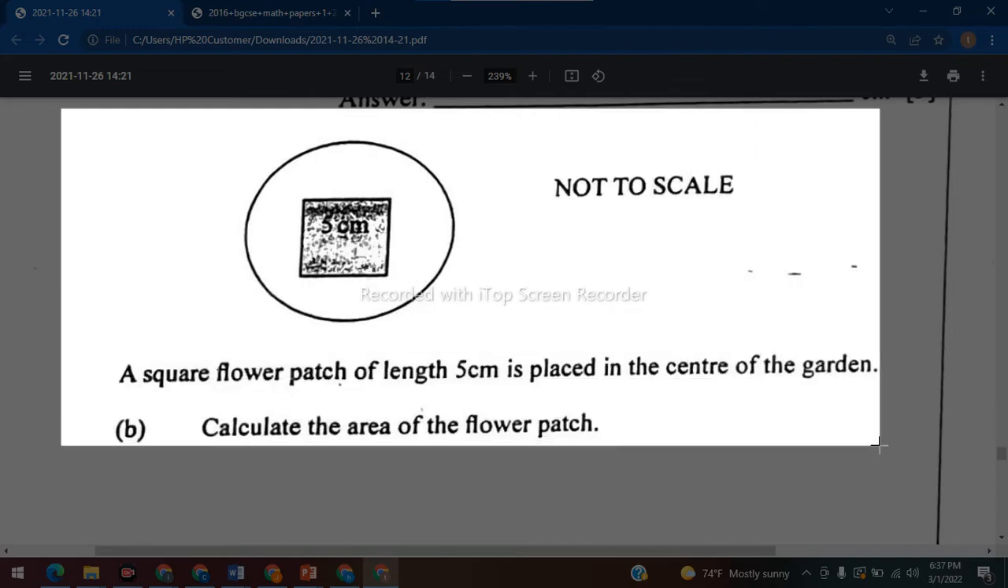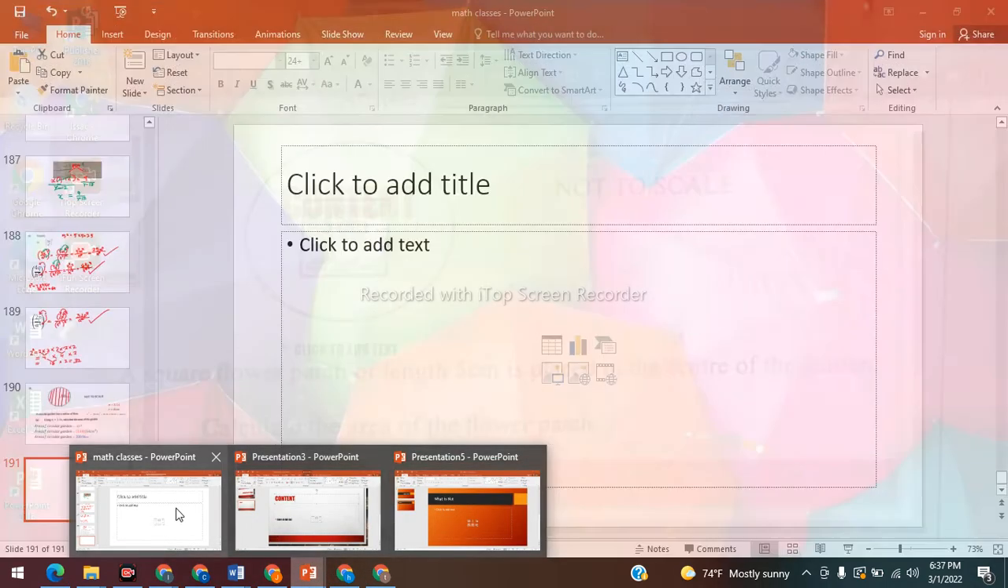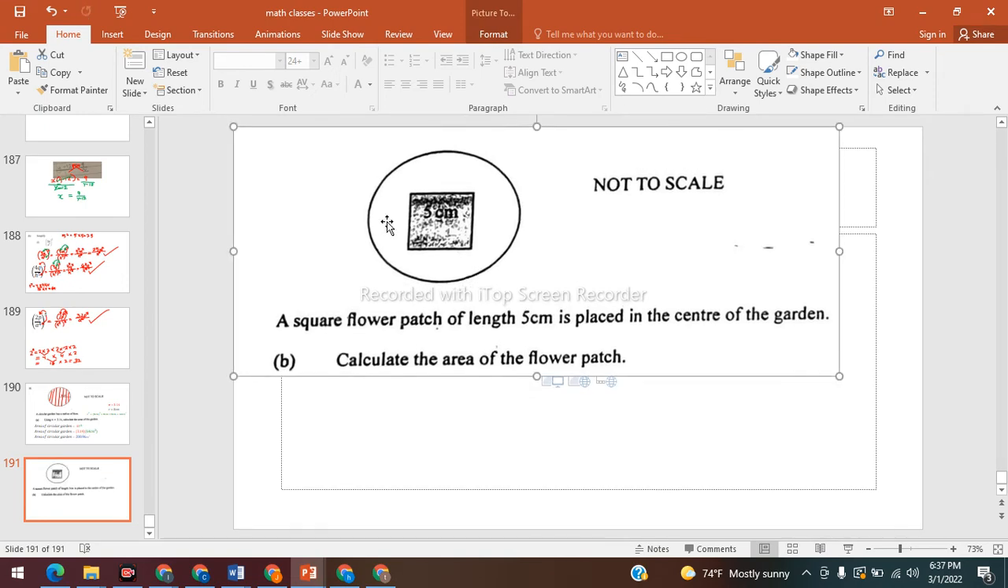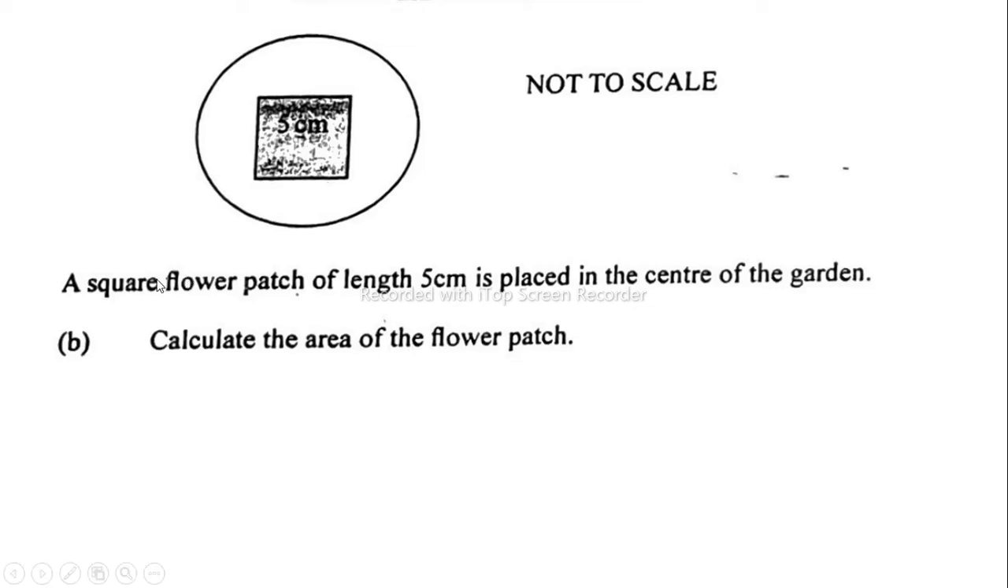Yeah, it's important. Okay, so here they say that a square, what's the key word there? Square. A square flower patch of length 5 centimeters is placed in the center of the garden. Calculate the area of the flower patch. So the flower patch is a square flower patch.